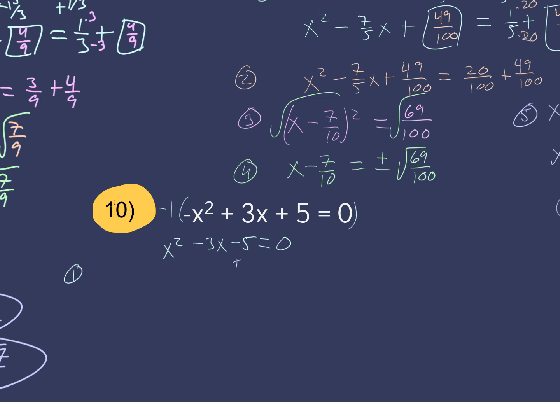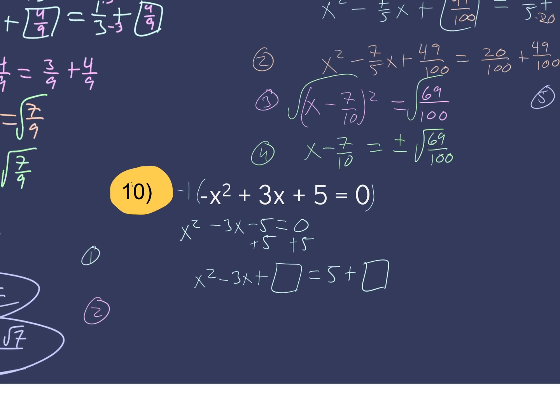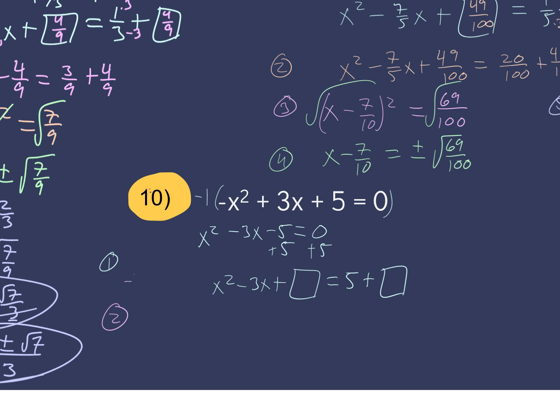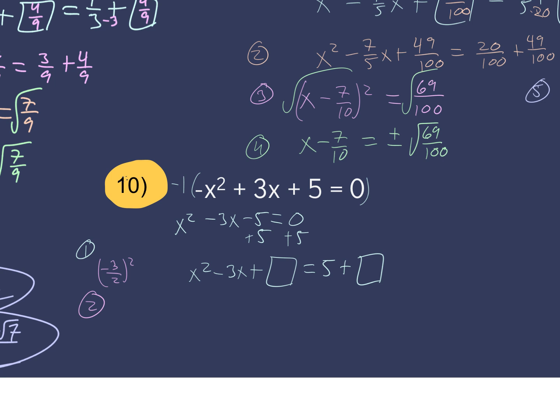All right, let's get the 5 on the other side. Right, so we get x squared minus 3x, all right, let's add a little space, equals 0 plus 5 is 5. Again, add a little space. The second thing you want to do is find your b over 2 term and square it, add it to both sides. In this case, b over 2 is going to be -3 over 2, and when you square it, you should get 9 over 4, right? So we're adding 9 over 4 to both sides.